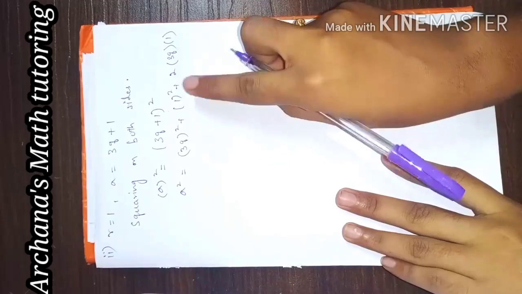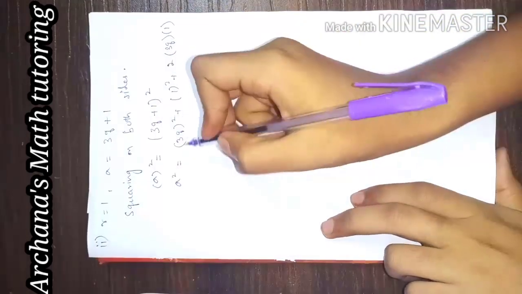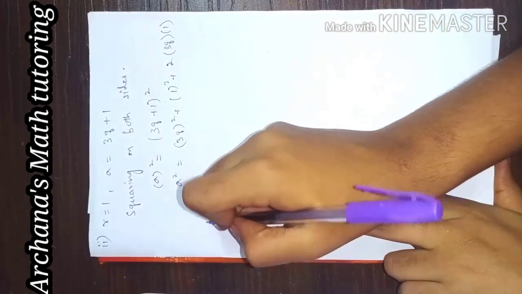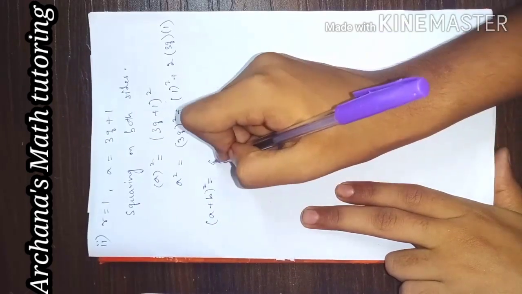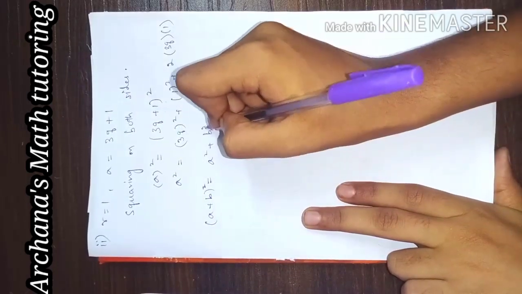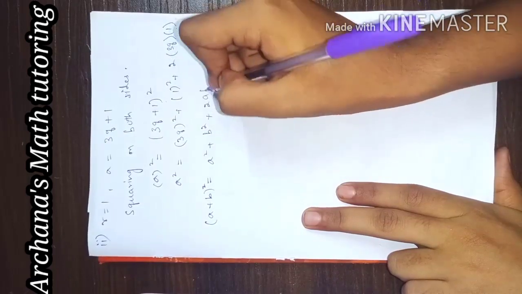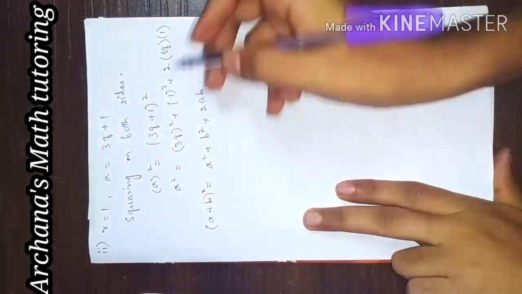So a square plus b square plus... So I'll write a formula for (a plus b) whole square so that you understand very clearly, and you should also write this in the exam so that the invigilator understands things very well. Now we should expand it.